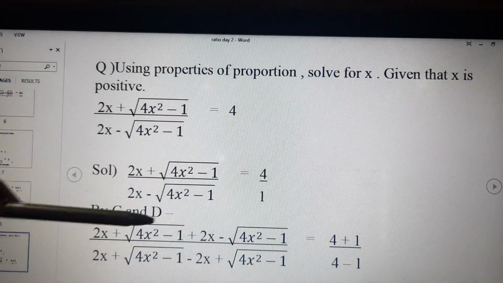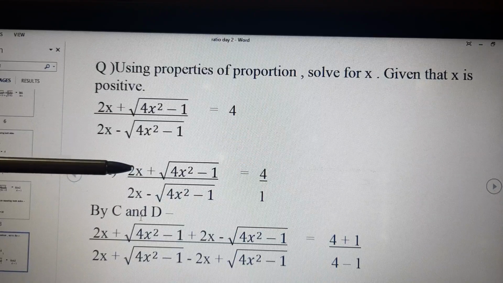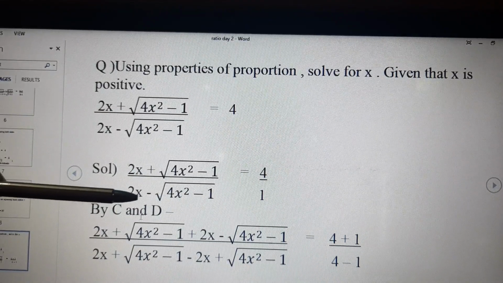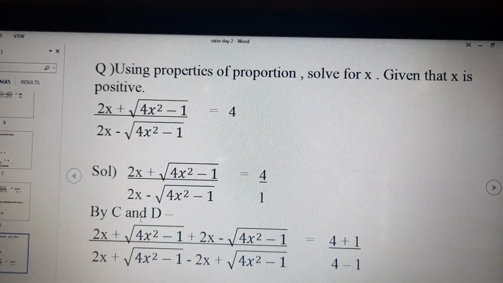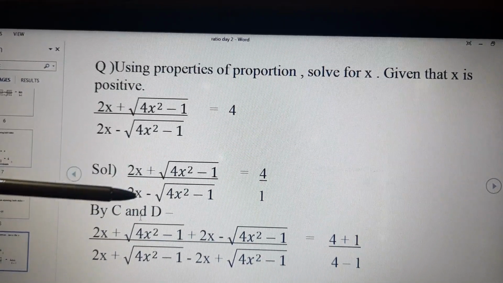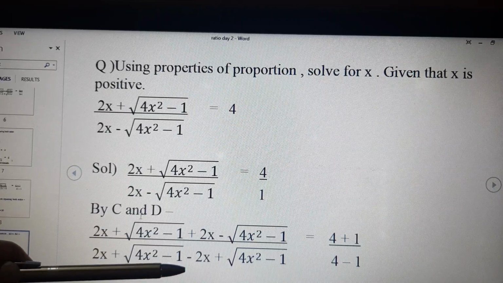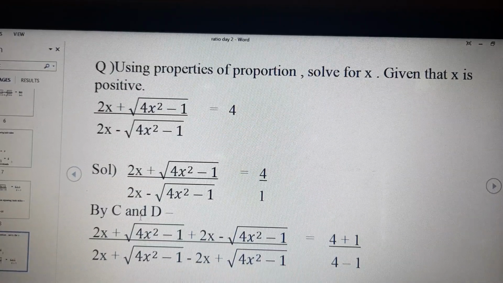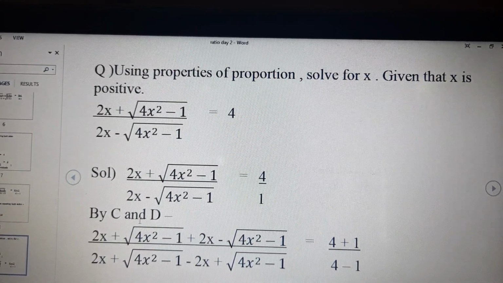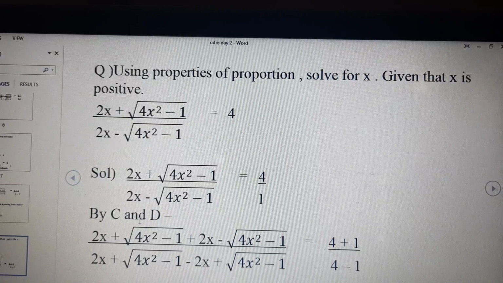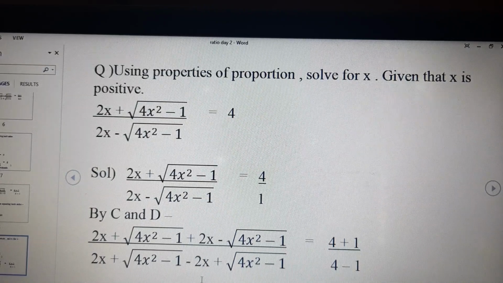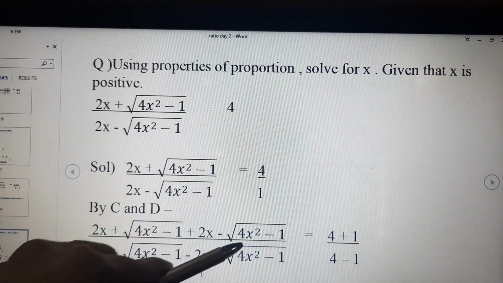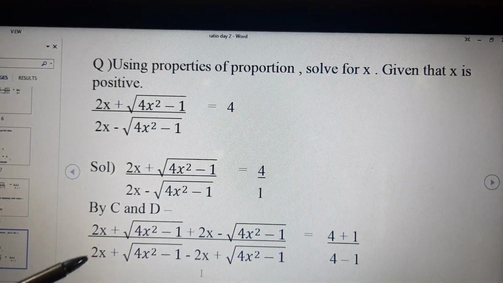Numerator: 2x plus under root 4x square minus 1 plus denominator. Because the plus sign is there, no sign will be changed: 2x minus under root 4x square minus 1. Now here, numerator minus denominator. Numerator is written, minus denominator: minus 2x plus under root 4x square minus 1. Other side it is 4 plus 1 divided by 4 minus 1. As we can see, this under root thing is negative and this is positive, so this will be cancelled. Here 2x and 2x will be cancelled.